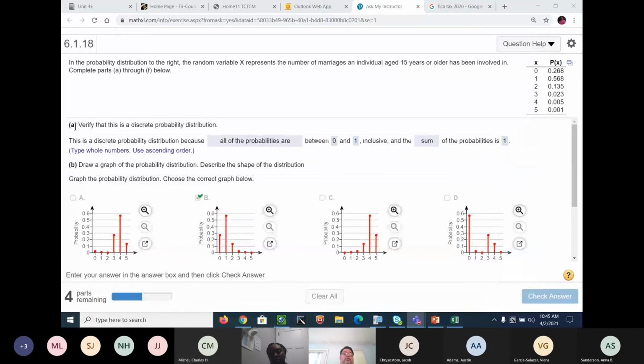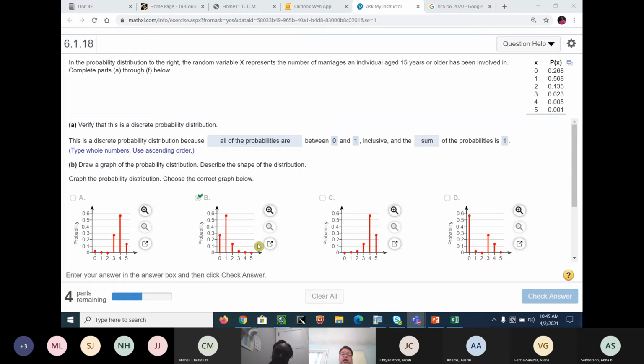Okay, verify that this is a discrete distribution. All the probabilities are between 0 and 1. There's no negatives, and there's no number above 1, like 1.6, 2.5, or negative 0.6 or negative 0.5. There's none of those. So all the probabilities are between 0 and 1. And if you add all these up, which we did, we got 1.